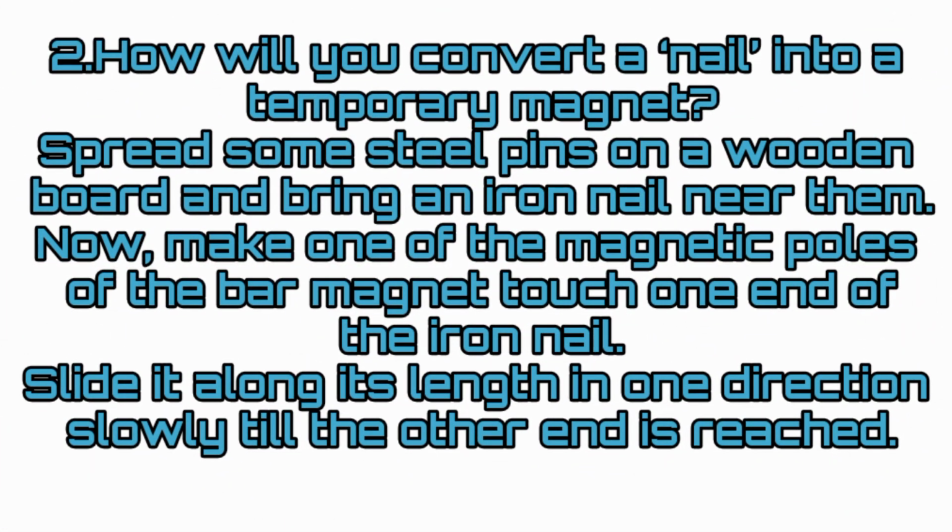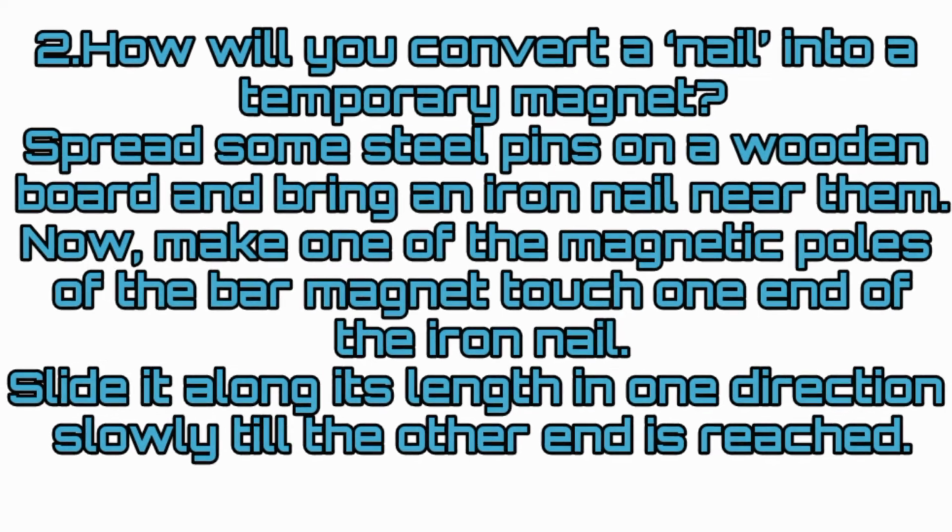Question number 2. How will you convert a nail into a temporary magnet? Answer. Spread some steel pins on a wooden board and bring an iron nail near them. Now make one of the magnetic poles of the bar magnet touch one end of the iron nail. Slide it along its length in one direction slowly till the other end is reached.